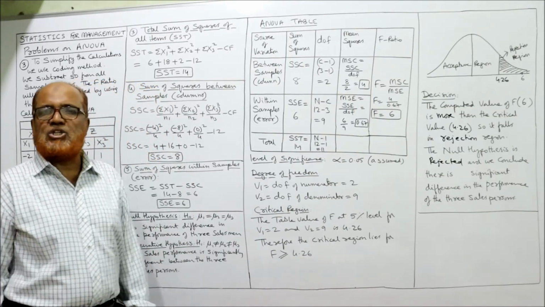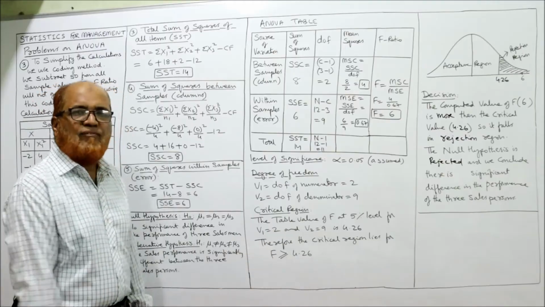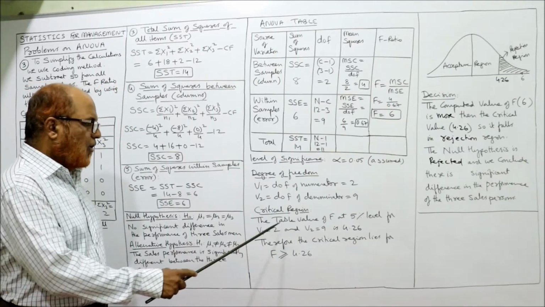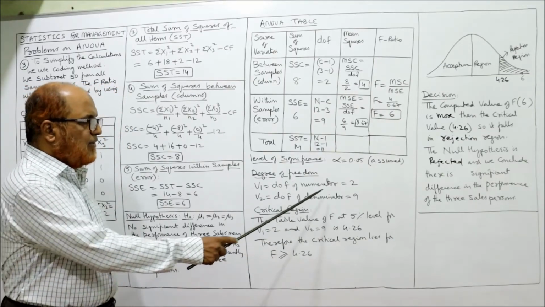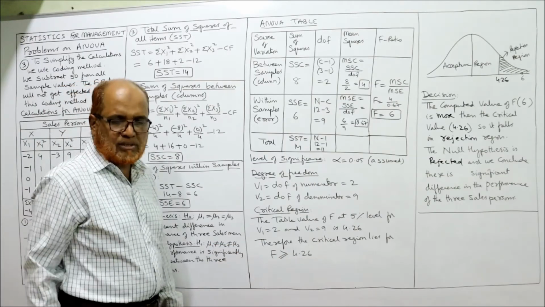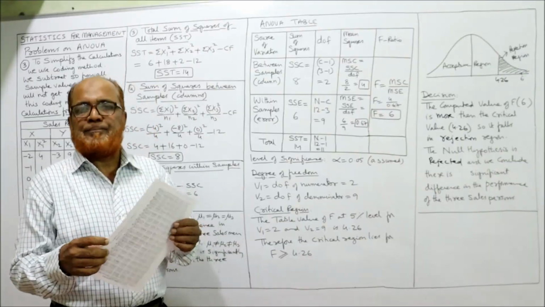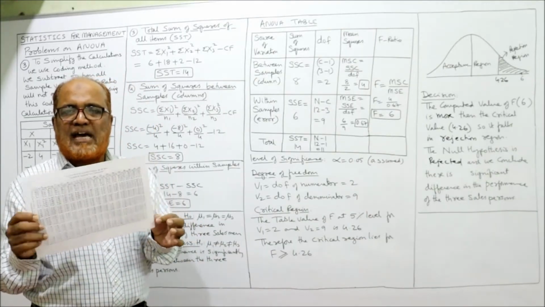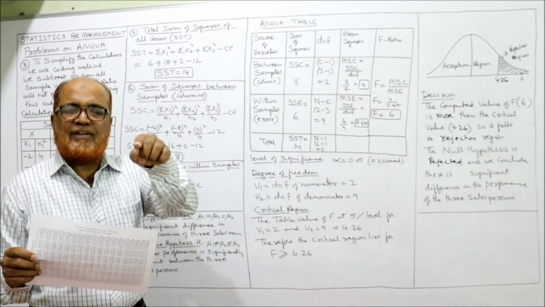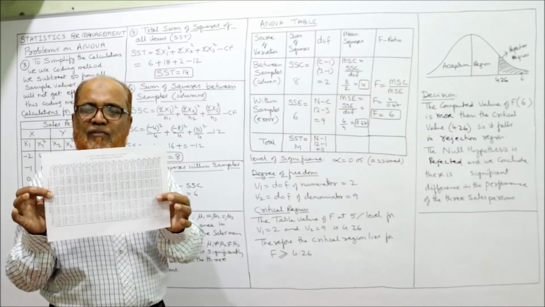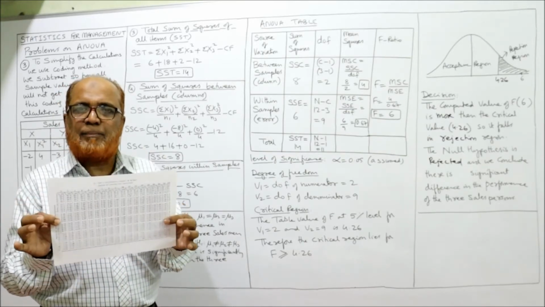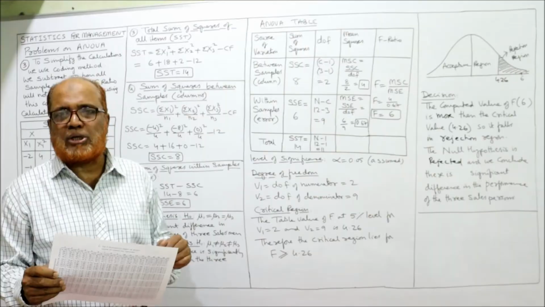Now the critical region. The table value of F at the 5% level for V1 equal to 2 and V2 equal to 9 is 4.26. I told you, we have to refer to the F table. I have provided this F table as a PDF in the description. You can take a printout of this PDF of the F table and keep it ready. Without this, we cannot give the conclusion.